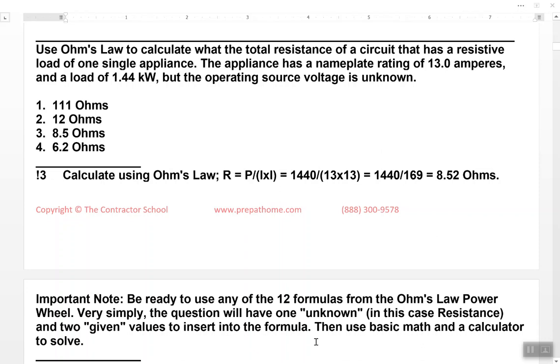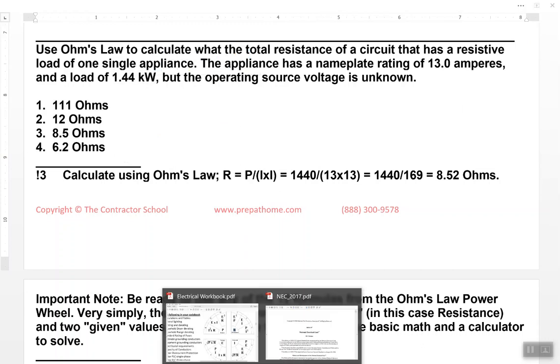That's interesting. Okay, well, if we look at the answers, I always like to look at the answers. I think that makes sense because it tells me what the question is, right? Ohms. I'm looking for ohms, and I'm given amps, and I'm given watts, right? So this is kind of a very unique question.